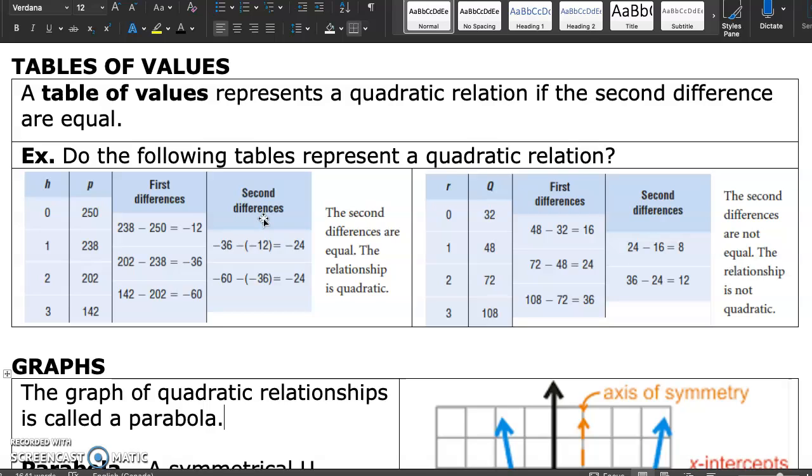is quadratic. In our second example, the first differences were different, so it's nonlinear, and the second differences are different, so therefore it is not quadratic.